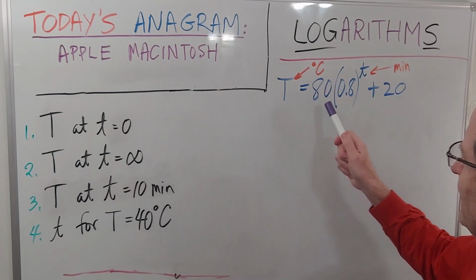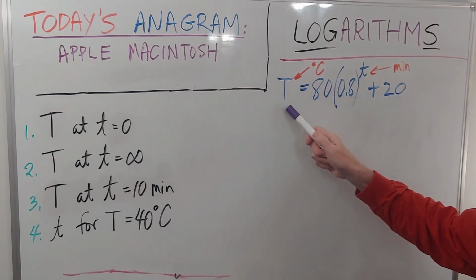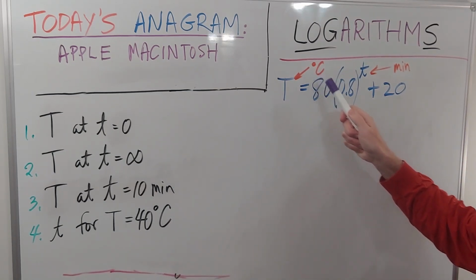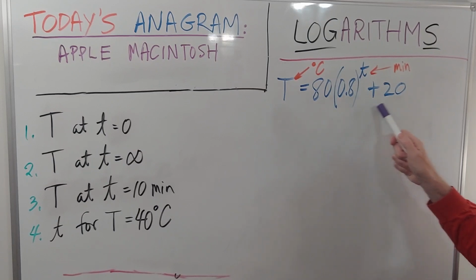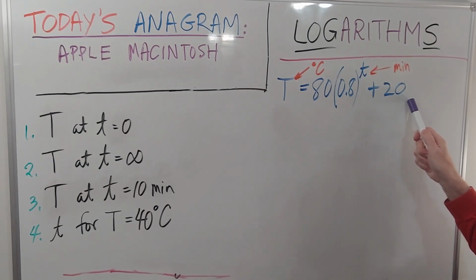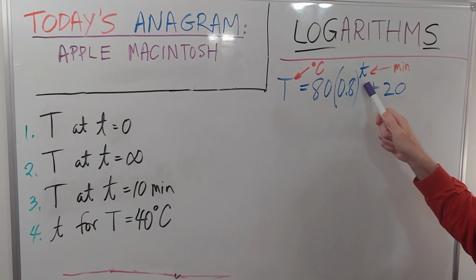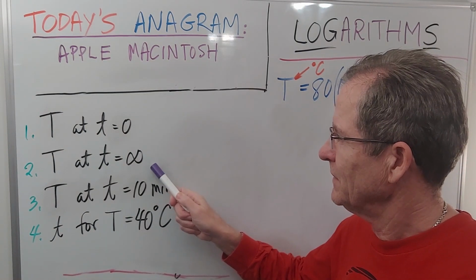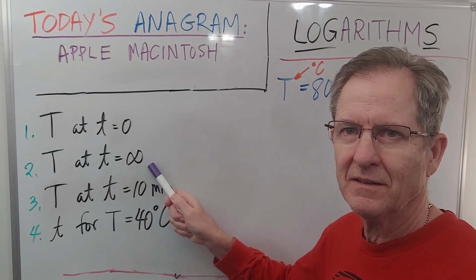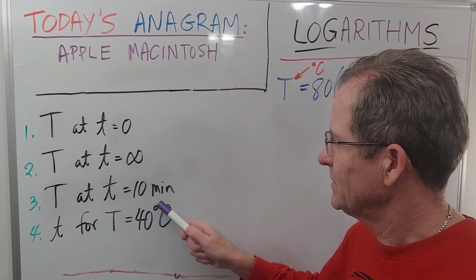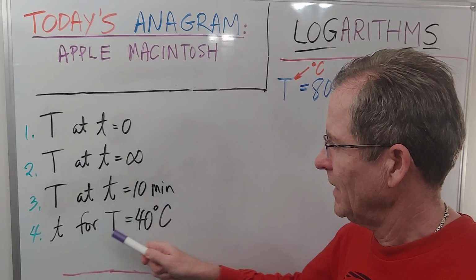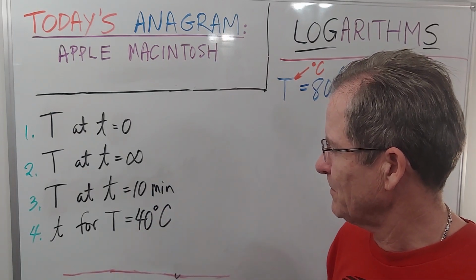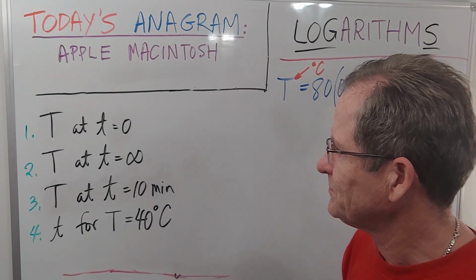So, this could represent the temperature in degrees C of a cup of boiled water. T is in minutes. So let's answer the questions. What's the temperature at the beginning? The temperature at the end, if you wait a long time. The temperature at 10 minutes, and then the time it takes for the temperature to cool down to 40 degrees.